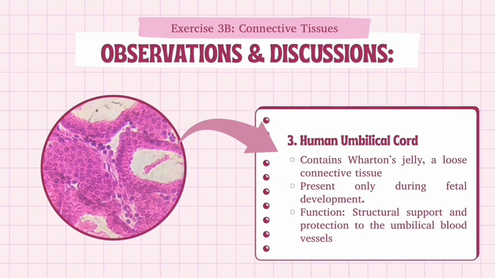Human umbilical cord. The umbilical cord contains Wharton's jelly, a loose connective tissue rich in mucopolysaccharides surrounding two arteries and one vein. The fibroblast-like cells, or nuclei, are scattered throughout the matrix. It provides structural support and protection to the umbilical blood vessels, allowing nutrient and gas exchange between mother and the fetus.